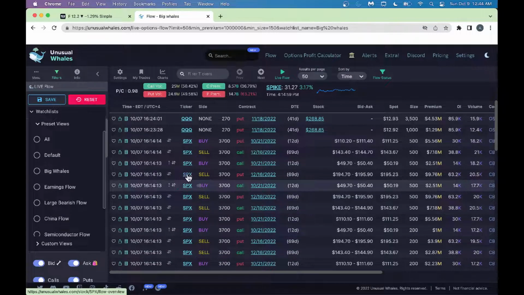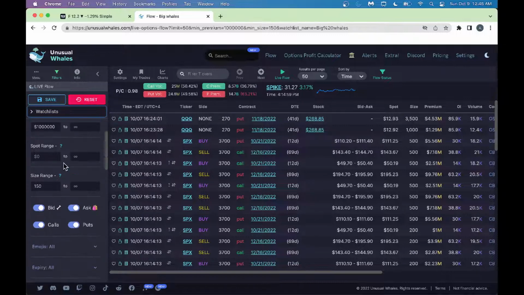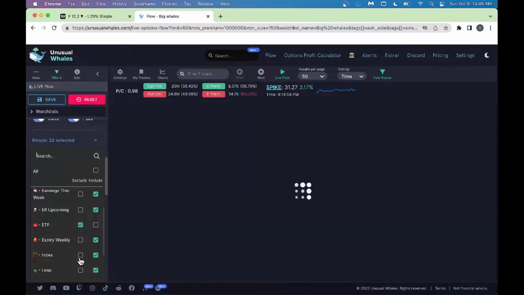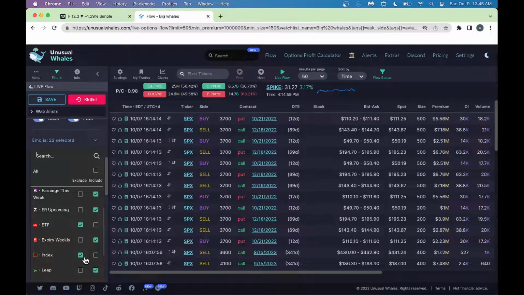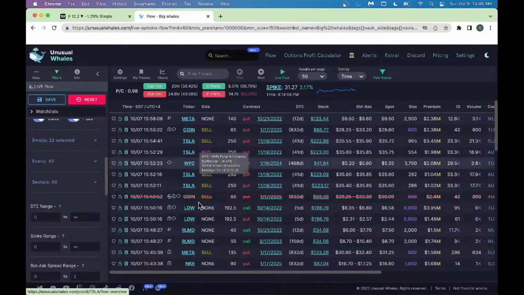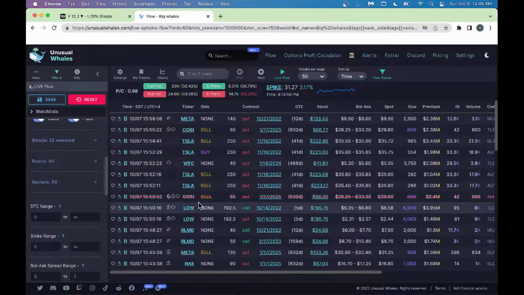If you don't want to look at these tickers, you could go back here and go into the emoji settings here and just say I do not want to see the ETFs. You can just click here. I do not want to see index. Now you get the big whales, which are not ETFs, not index. Look, we got now a nice amount of big whales here. You could do some more research here.